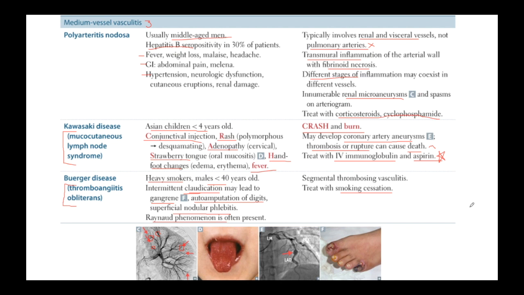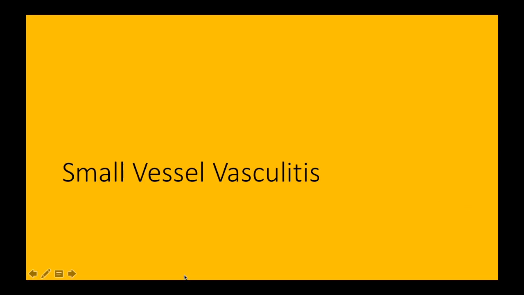So, any questions about these 3 before we move on to small vessels? Nope. Okay. So now we have our small vessel vasculitides. So we saw 2 types of large vessels, 3 types of medium vessels. So now that we're at small, we're going to have 4. It's a little easy to remember, 2, 3, and 4.